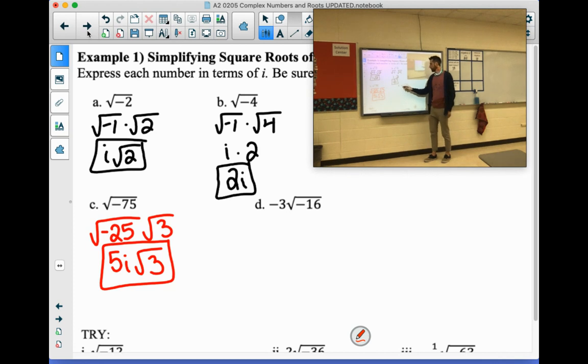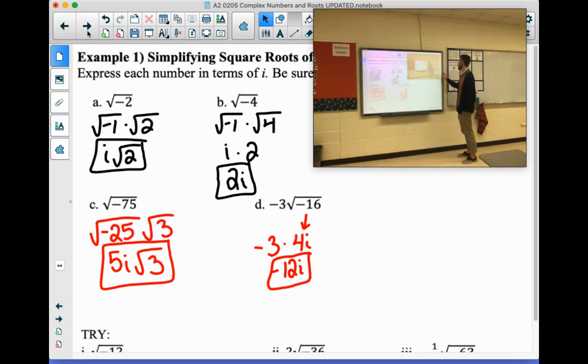Okay. -3 times the square root of -16. Now the square root of -16, square root of 16 is 4. Square root of -16 is 4I times the -3 that was out there will give us -12I. It's not even that bad, yeah?